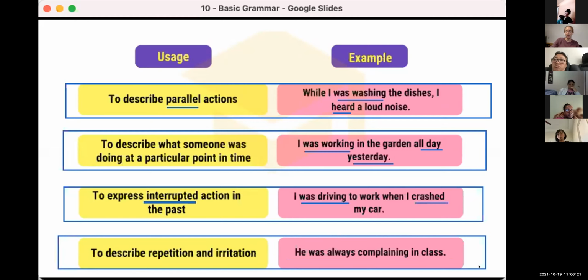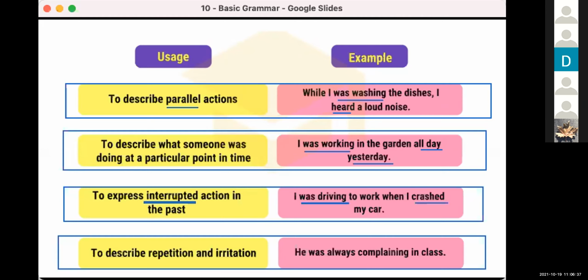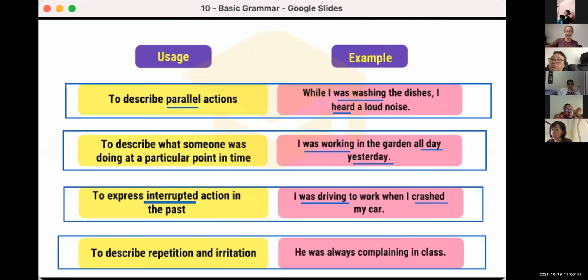And the last one here, who would like to read? To describe repetition and irritation. He was always complaining in class. Very good. To describe repetition means to repeat again, again, again. This is that habit or continuous action. And irritation. Irritation is like when something bothers you, when you are bothered by something. He was complaining in class, and always shows that repeated action. He was always complaining. Irritation, because complaining is not a good thing.